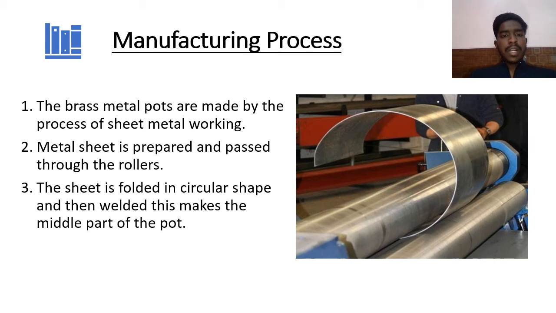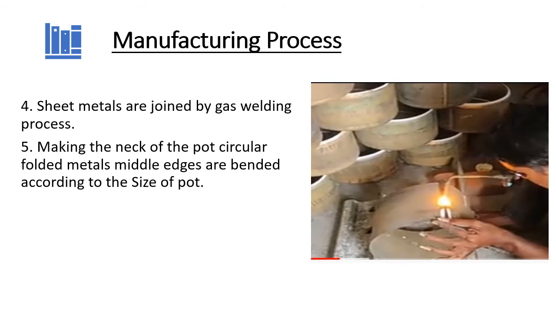The manufacturing of the brass water pot is done by sheet metal working. The metal sheets are prepared and pressed through the rollers. The sheet is folded into a circular shape and then welded. This makes the middle part of the pot. These metal sheets are joined by the gas welding process.